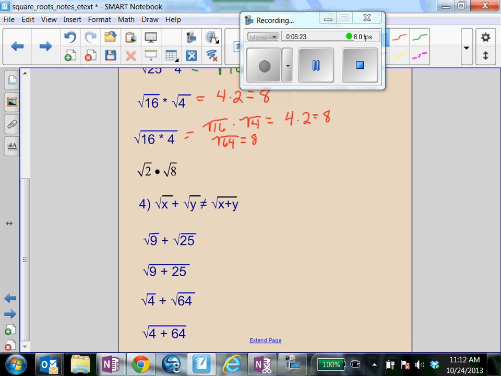But since we know that that equals this, right? We know that that equals this by the property we just learned. We can take the square root of 16, which is 4.